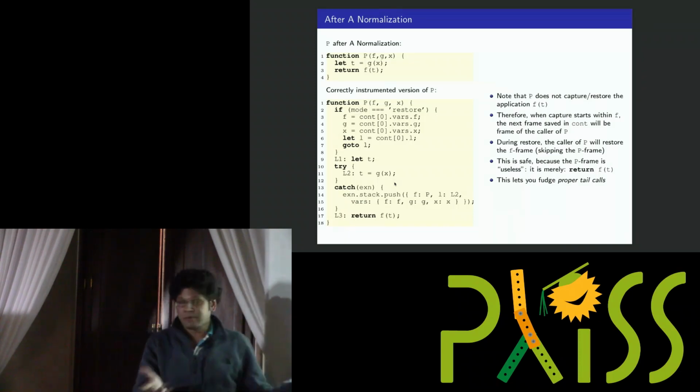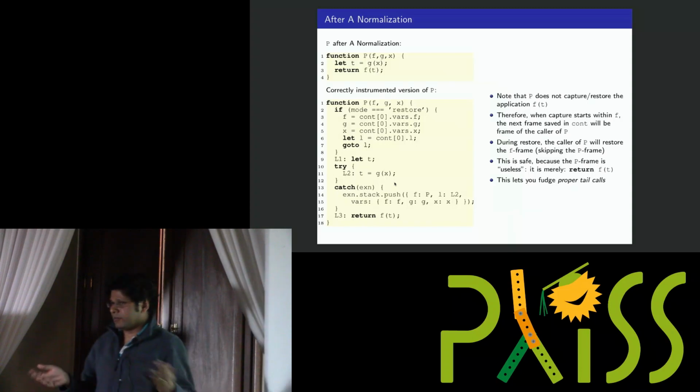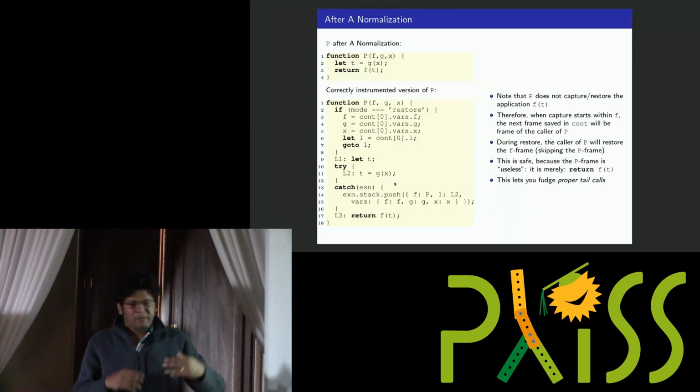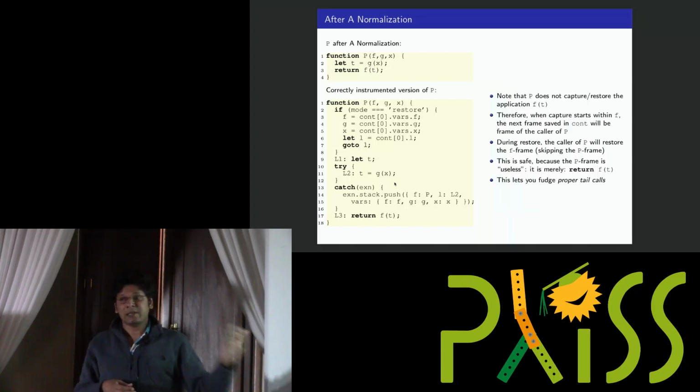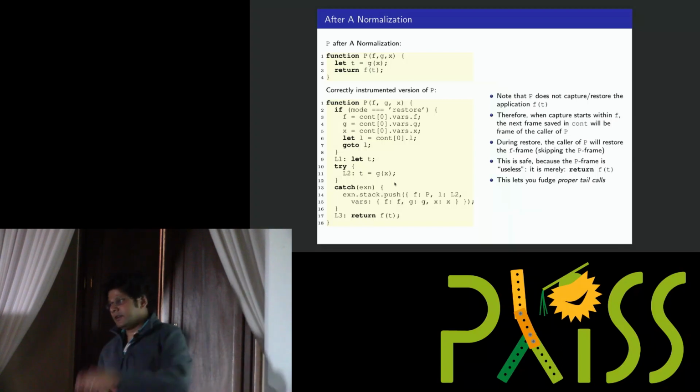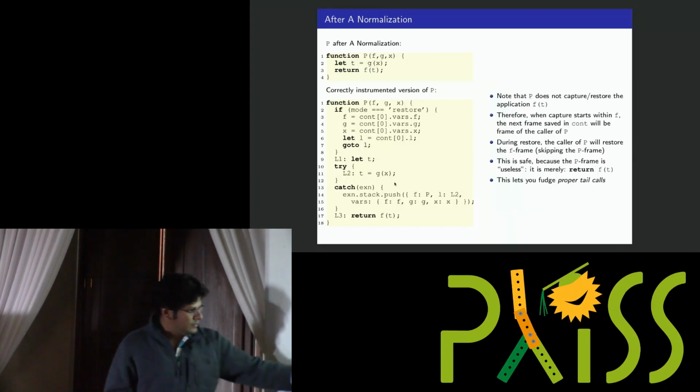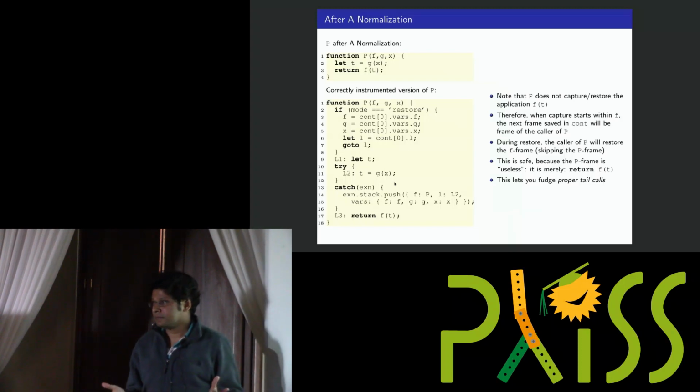And this is how we fudge proper tail calls in JavaScript. Periodically, once the stack gets deep enough, we capture the continuation and immediately restore it. And in the process of restoration, we end up skipping over the applications that were in tail position.